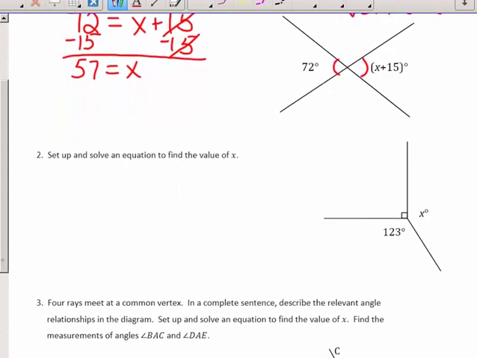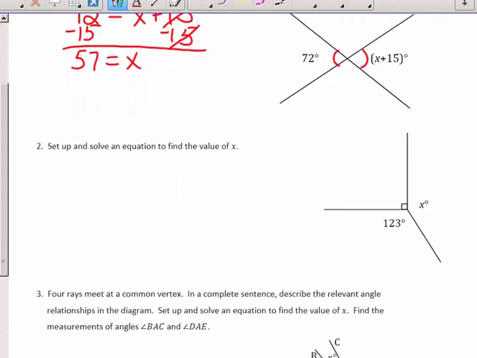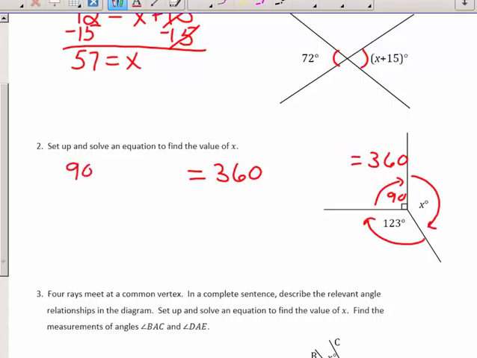So for number two, right, I know right here I'm going all the way around a point. That means that these have to add up to 360 degrees. Okay, so I'm going to start with that. Well, what's adding up to 360 degrees? There's three different angles there. The box really means that it's 90. So that means we have 90 plus 123 plus x equals 360.